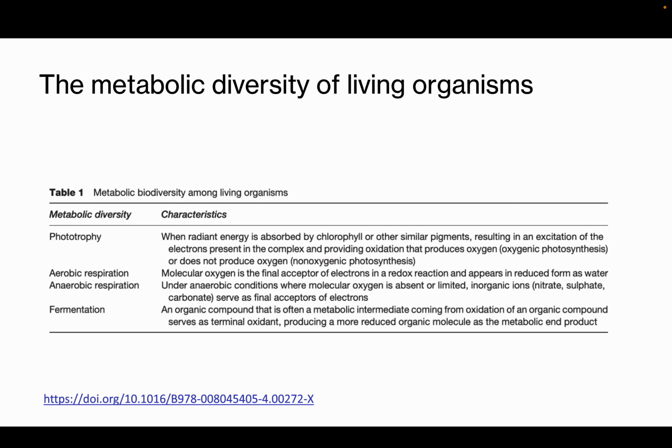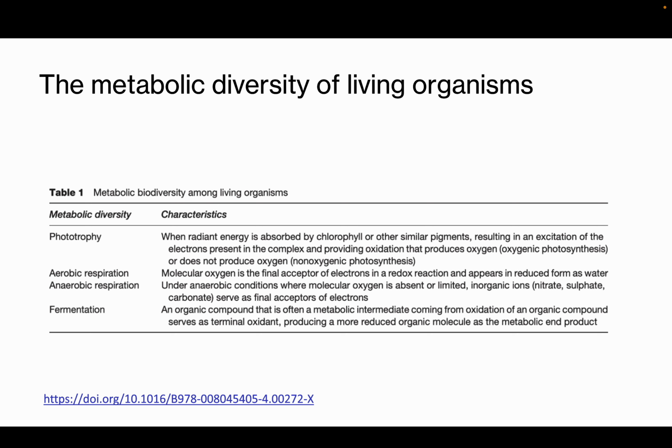Now, we also have living organisms that are dependent on oxygen, those that do aerobic respiration, where molecular oxygen is the final acceptor of the electrons. Then there is anaerobic respiration, where oxygen is not required. Usually, we expect anaerobic respiration in microbes that have been adapted to conditions where molecular oxygen is reduced, limited, or totally absent.